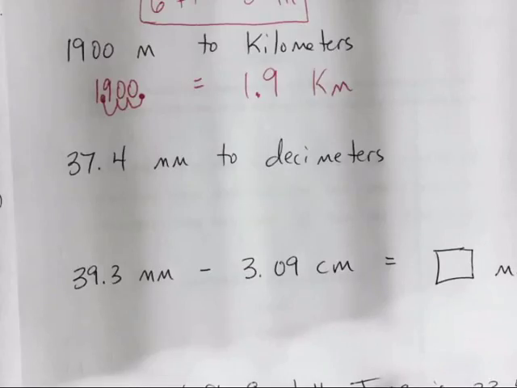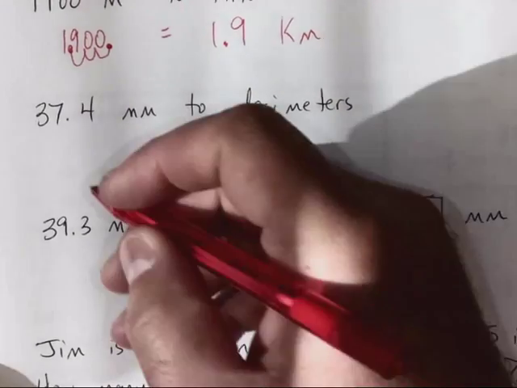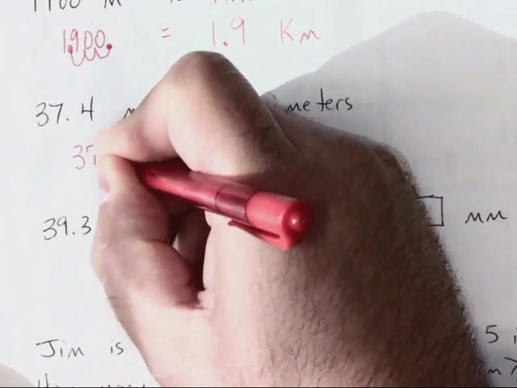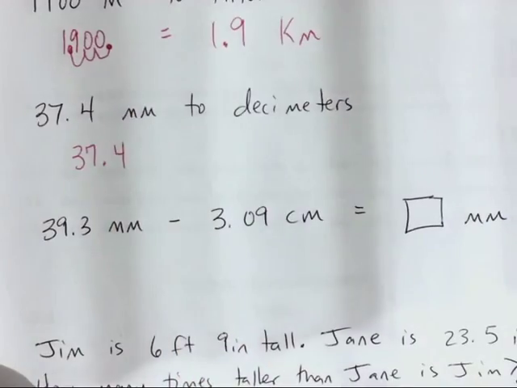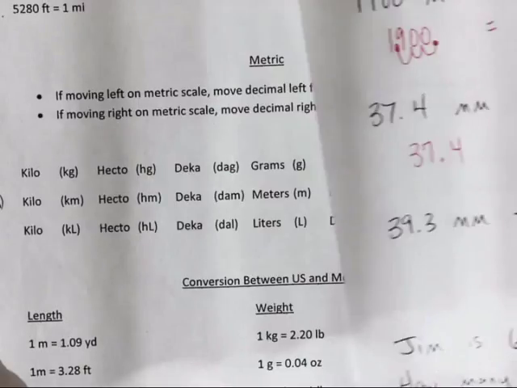So use the conversion sheet to help you out. That's why I've given all of this to you, so that you can utilize it. All right, let's look at another one. 37.4 millimeters to decimeters. We are actually given the decimal here. Okay, so here's our decimal. So let's go to our scale.